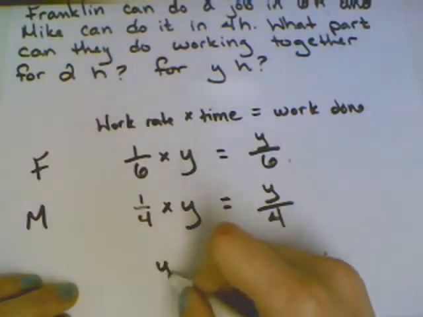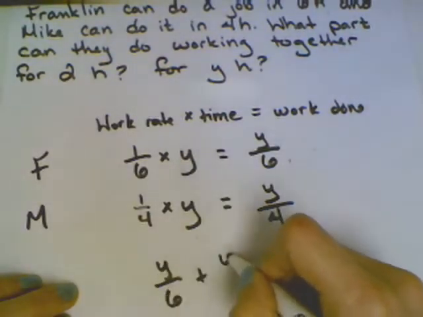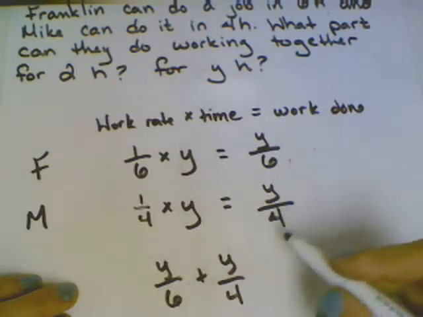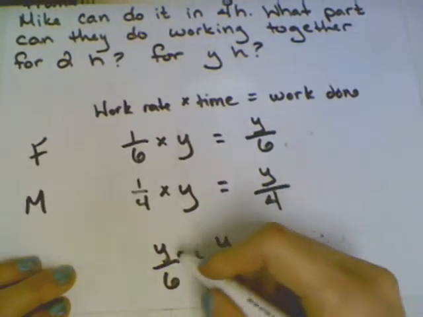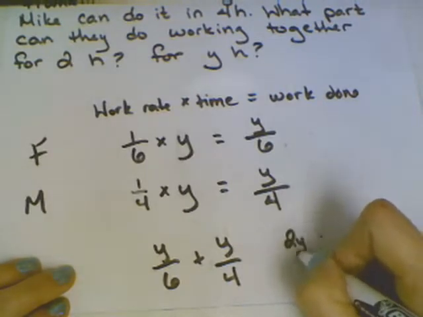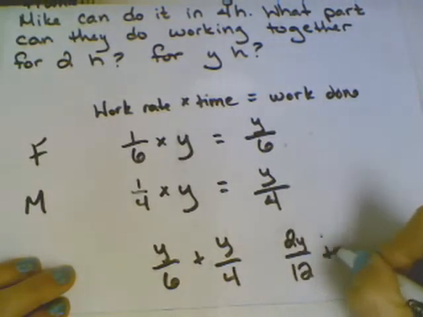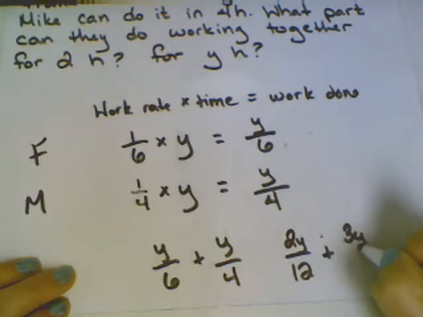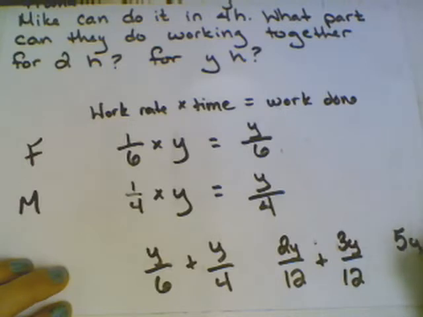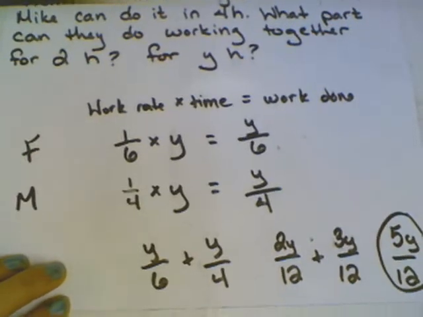Because they're working together, I can add the 2 to figure out the total work done. I need common denominators in order to add these 2 together, so my common denominator will be 12. That means I'm going to have 2y/12 for Franklin, and I will have 3y/12 for Mike. 2y plus 3y is 5y/12 will be the total work done.